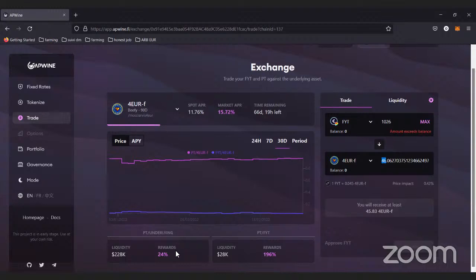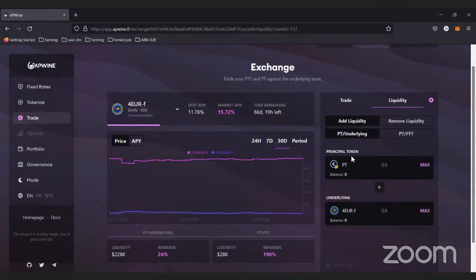Then you go on liquidity, and you deposit the PT and the €4 that you have left to earn 24%. So you will earn 2 times more than on Bifi. Plus, you have just earned a €40 gift, because you have sold your FYT. And again, you can of course keep the FYT, but since the FYT price right now is a bit above the real market price, you can make more profit.